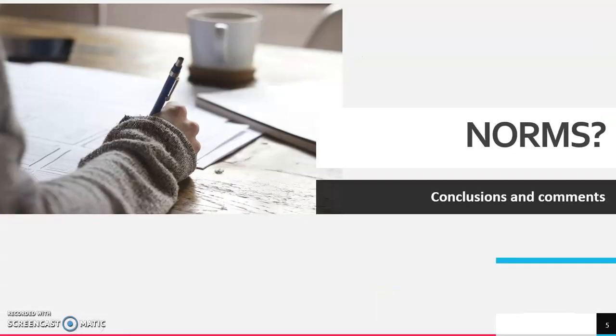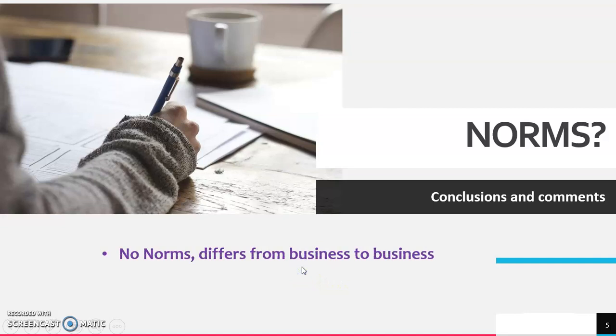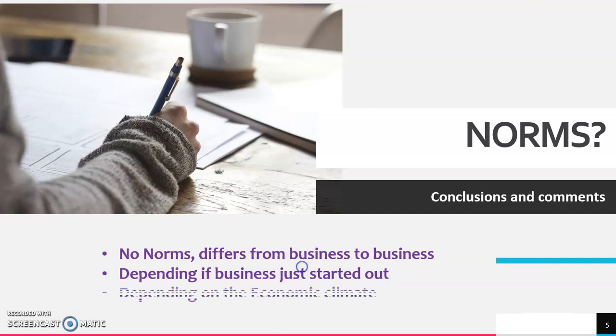Just a last note on norms. How do you comment on all these indicators that we've discussed? First thing, know that there's not one norm that you can apply to all businesses. Say it has to be 2-to-1 or 1-to-1. It varies from business to business. One example would be if a business just started out. You cannot say there's concerns for the liquidity or whatever. It must be a unique scenario because of the position that the business is in.